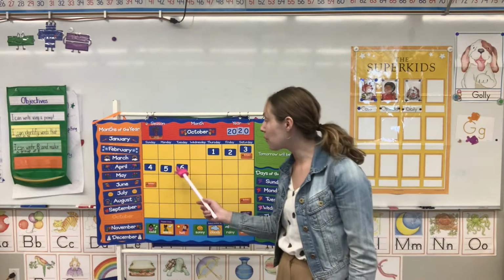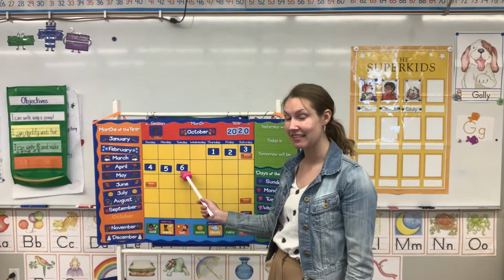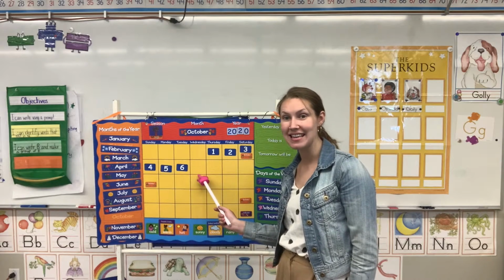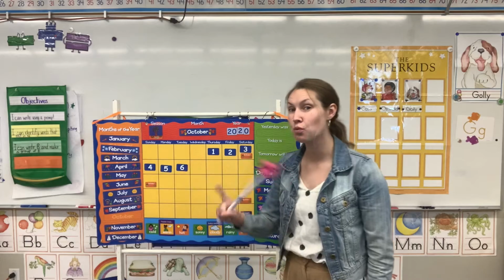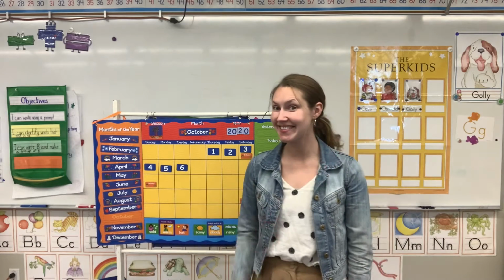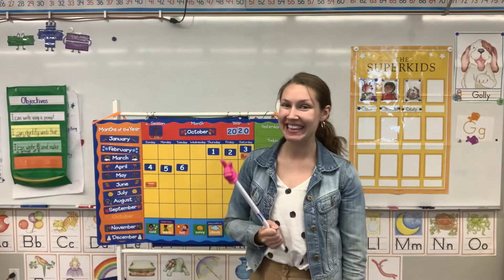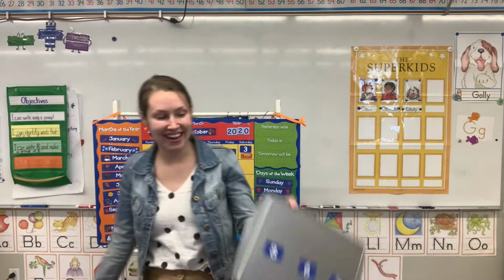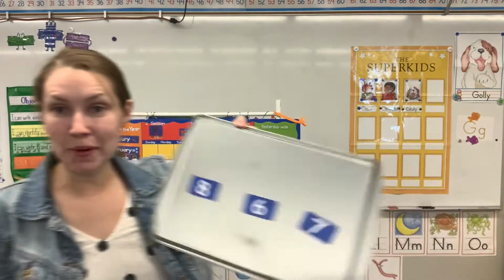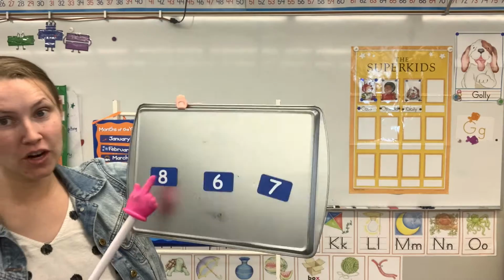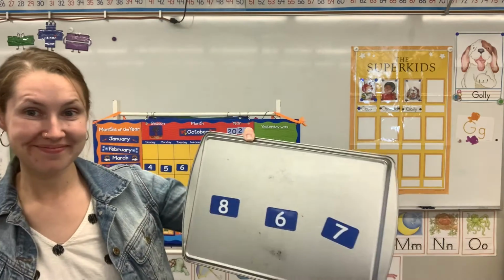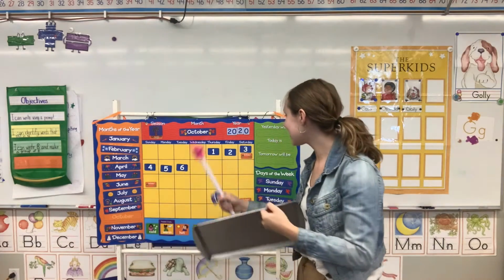So yesterday we said that it was the 6th. What day comes next? What number is 1 bigger than 6? 7, very good. So let's find which number is our 7. Is it my first, middle, or last number? It's my last number. That is a 7.